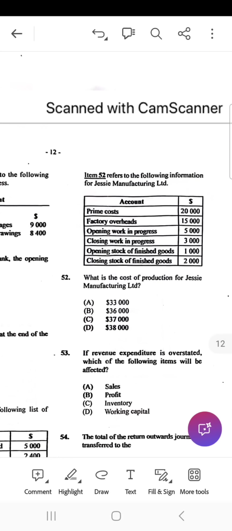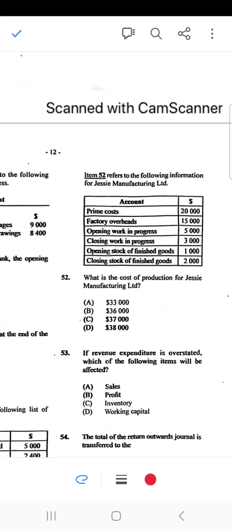Number 52, they want to know what is the cost of production for Jesse Manufacturing Limited. And for your manufacturing account, you do 4 things. Prime costs, add factory overheads, add opening work in progress, minus closing work in progress. Prime cost plus factory overheads will give you 35,000. You add opening work in progress, that gives you 40,000. You minus closing work in progress, that gives you 37,000. The answer is C.